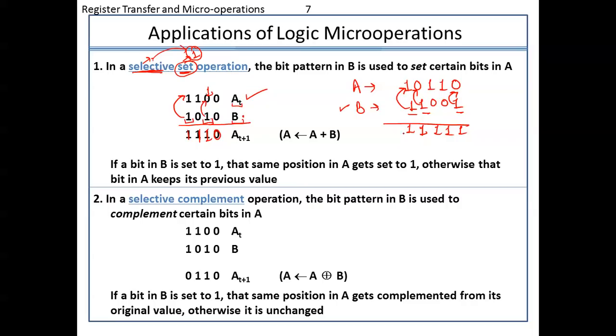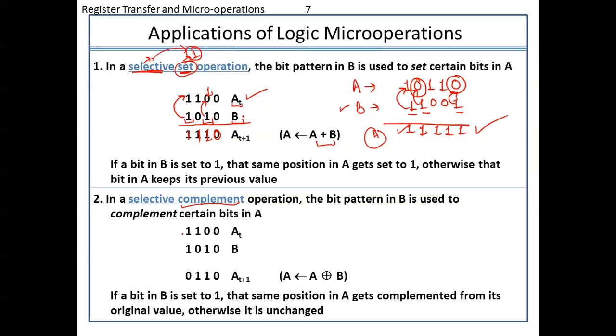So ultimately, what I did, I get a new value of the register A. Overall, I have only changed these 2 bits, okay? But the resultant is like this. So what is this resultant and how did it actually come about? It actually arises from the logic operation OR. Got it? Similarly, there is the selective complement method.